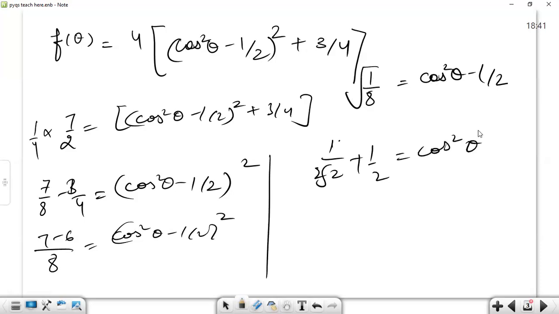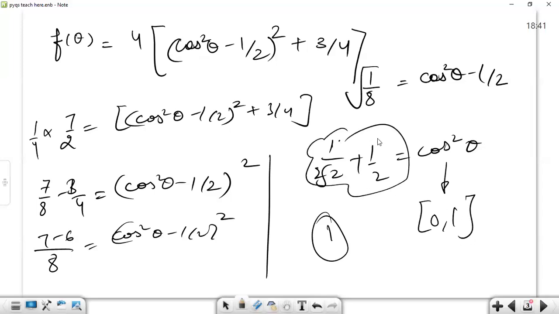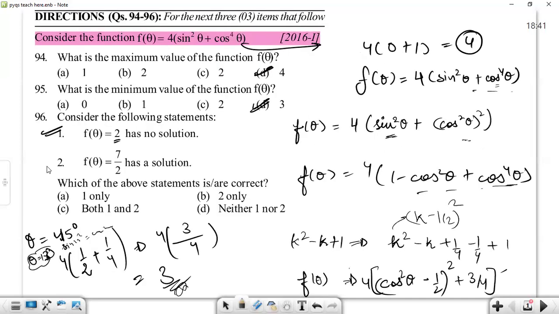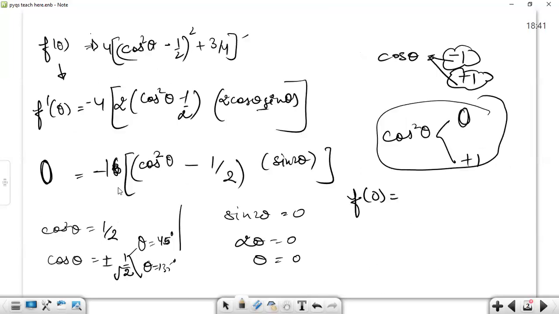Now we know this is not going to exceed 1. So if it's not going to exceed 1, it will be in its range between 0 and 1. Is this understood? So it has a solution. So yes, this has a solution. Both the statements are correct. Is this question clear to you?